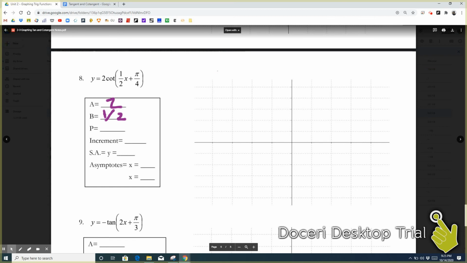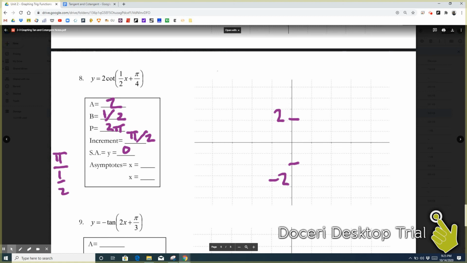All right, period is always going to be pi divided by B. So pi over 1/2, that's the same thing as pi times 2, 2 pi. All right, increment for every trig function is always 1/4 of the period. So 2 pi over 4 is equal to pi over 2. All right, y equals 0 is the sinusoidal axis, because there's no shift up or down. And it's not a horizontal asymptote, I apologize. In this case, there's no sinusoidal axis because it's cotangent. So we're just going to start vertically on our x-axis, and we're going to move up 2 and down 2.